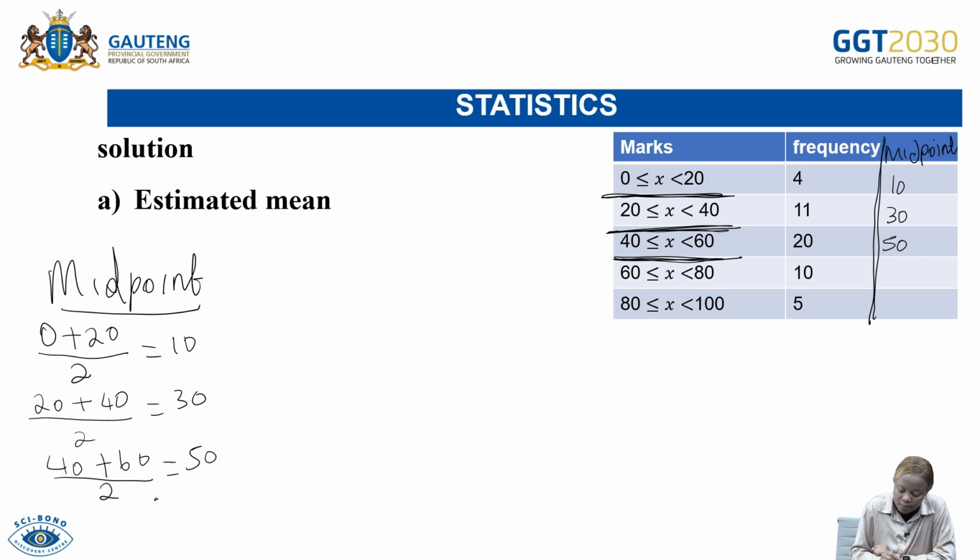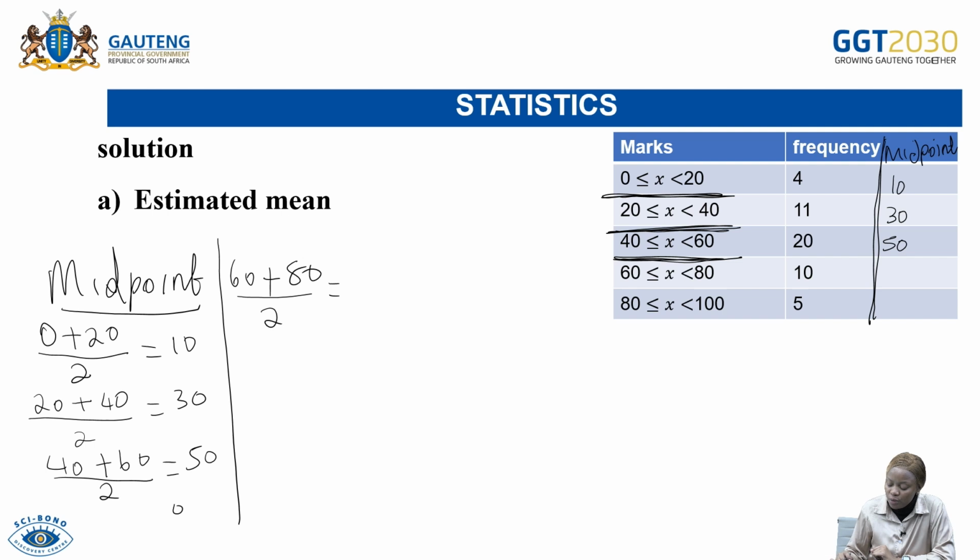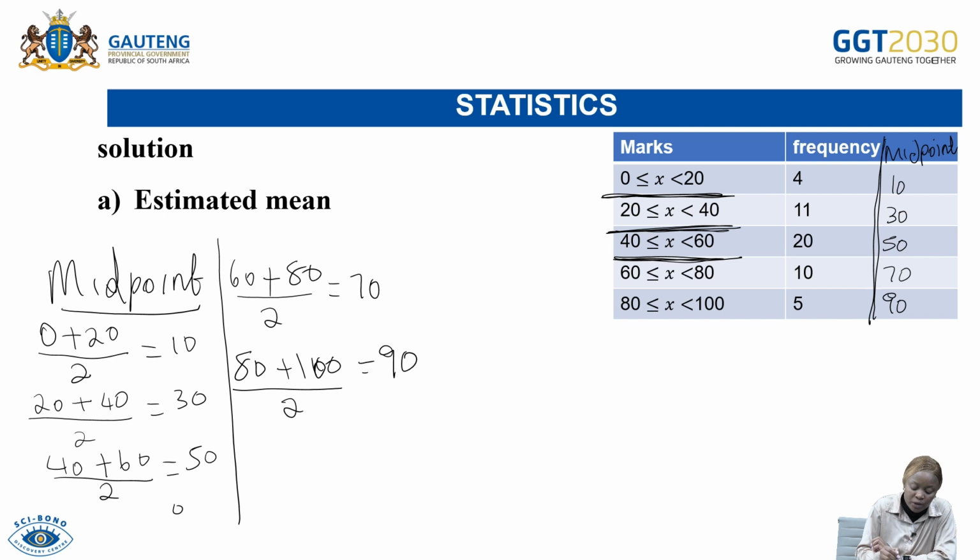Then you have 60 plus 80, divided by 2. That gives you 140, and 140 divided by 2 gives you 70. And then you say 80 plus 100, divided by 2. That's 180, and if you divide 180 by 2, you will get 90. So that's going to be a 90 on the other side. Now you've got your midpoints. We represent our midpoint as x.